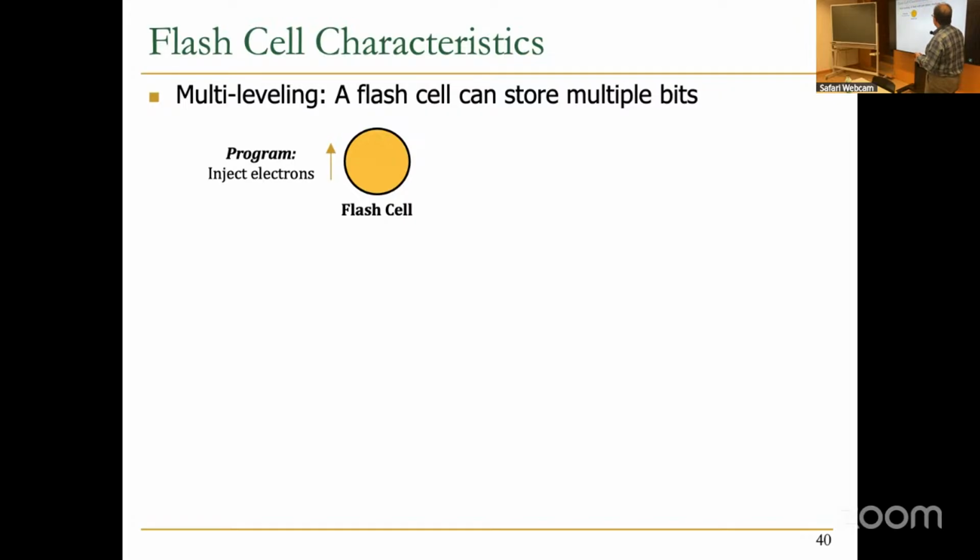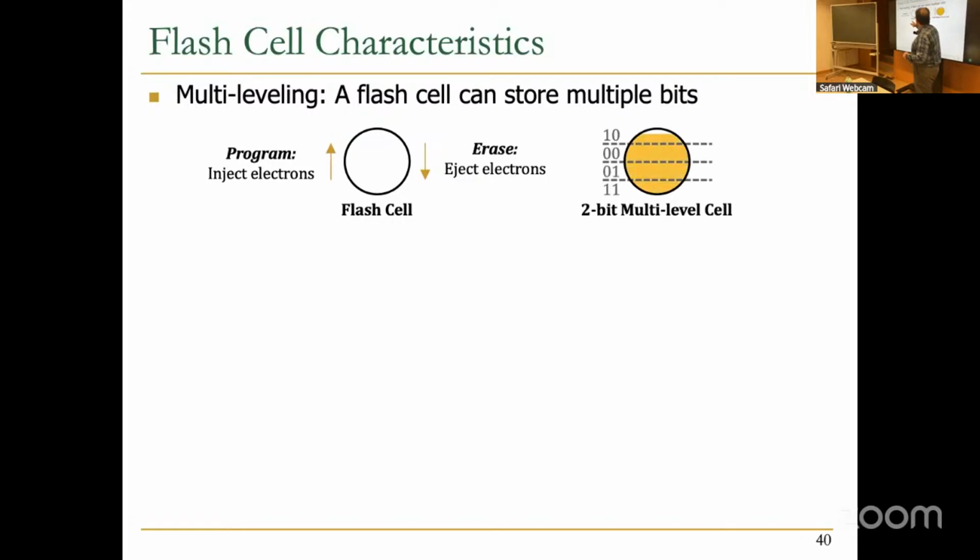One of the cool things about flash cell characteristics is that we can actually have multi-leveling. So a flash cell can store multiple bits. Why is that? You can consider, okay, I have only 2 levels. When I program until the end, and when I erase, I basically erase fully, then you can encode it as 0 and 1.